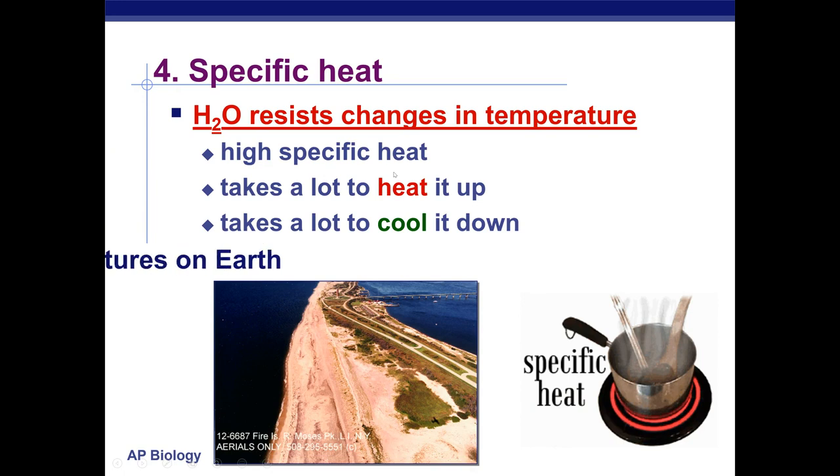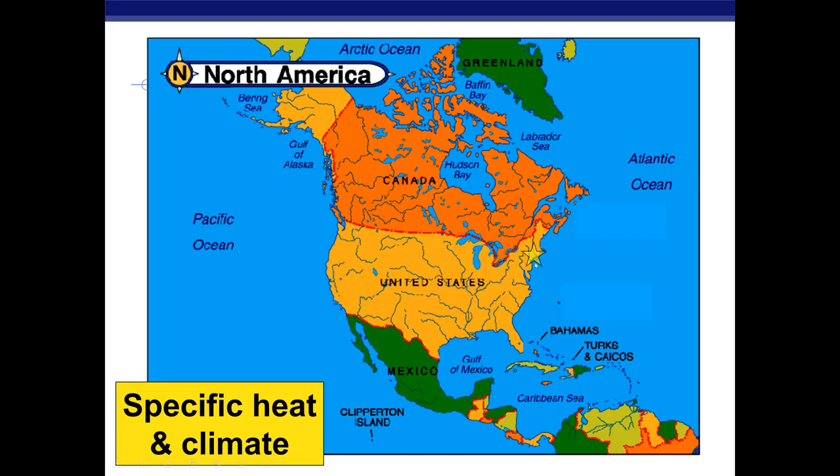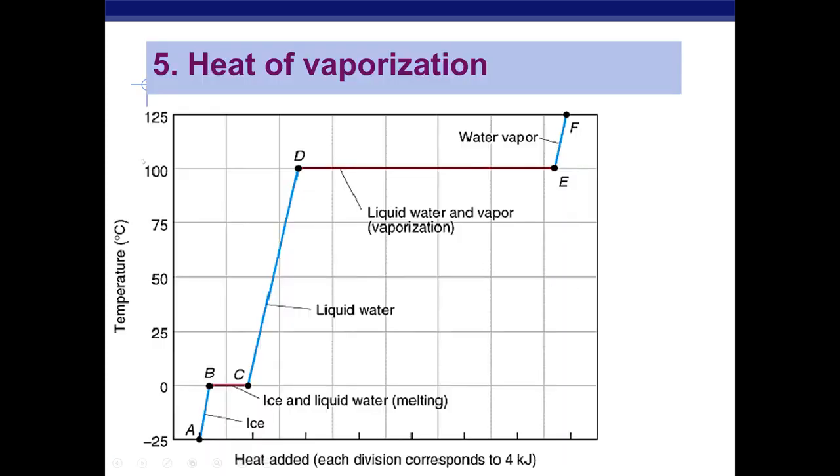Specific heat, it takes a lot of heat to heat it up and cool it down, and it moderates temperatures on Earth. This area of the planet will have a much better climate than this area of the planet, although this does have lakes around it, so it's still going to be better than, let's say, middle North America.